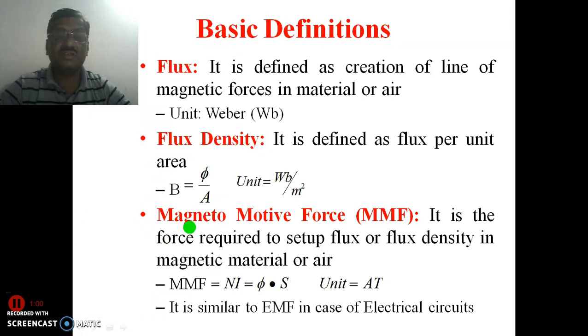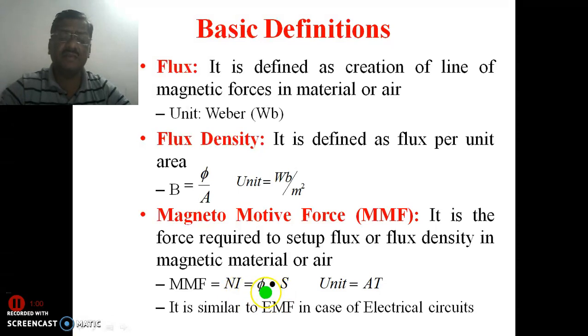The next definition is MMF, that is magnetomotive force. It is defined as the force required to set up the flux or flux density in the magnetic material or in air. Its formula is MMF is equal to N into I, where N is the number of turns and I is the current flowing through that coil. Another formula may be phi into S.